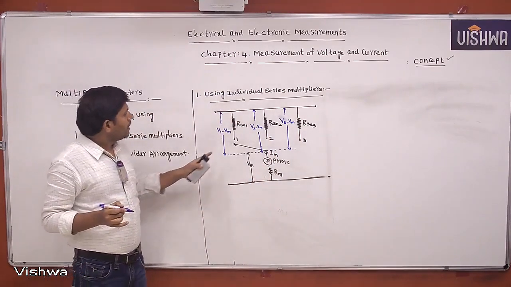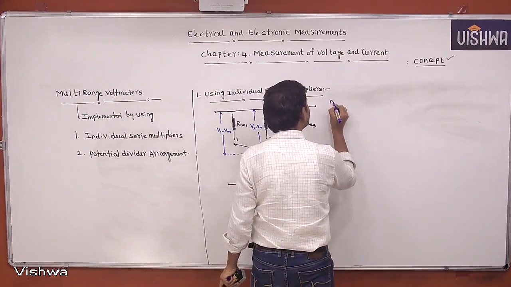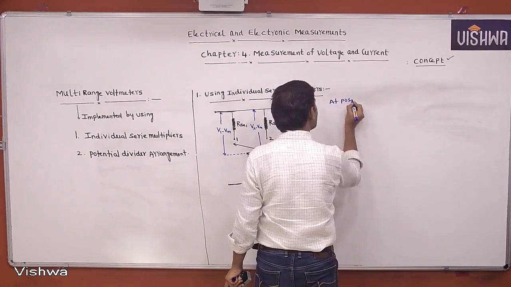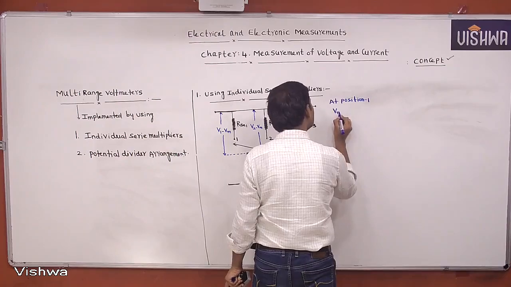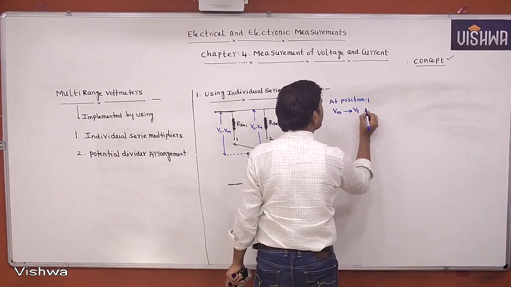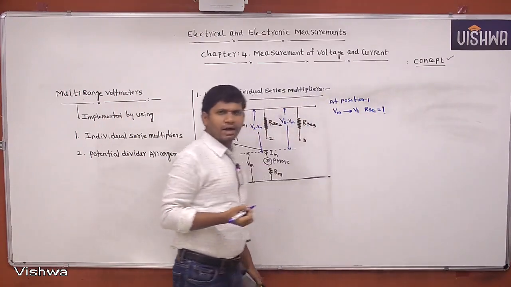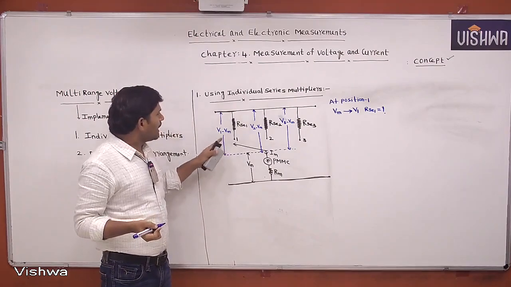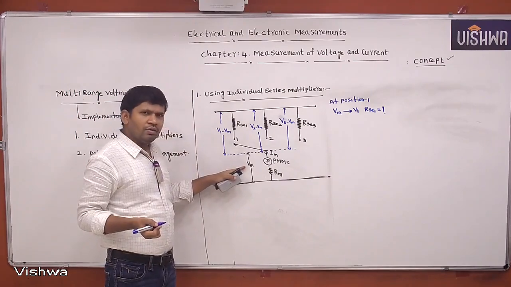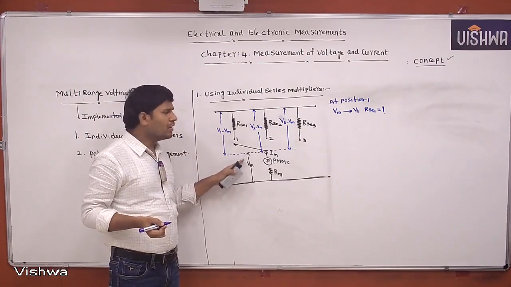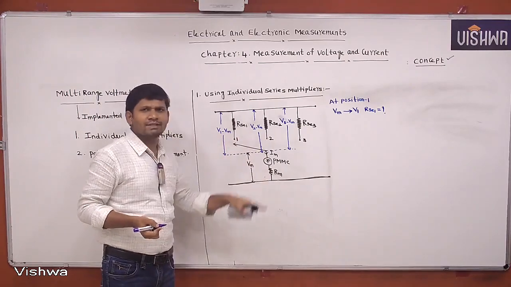Okay, if the switch is at position 1, we are extending the range from Vm to V1, by selecting RSC1. Same concept. Extending the range from Vm to V1 means this is V1 minus Vm, and this is Vm. How to write? Vm by Rm equals V1 minus Vm by RSC1.